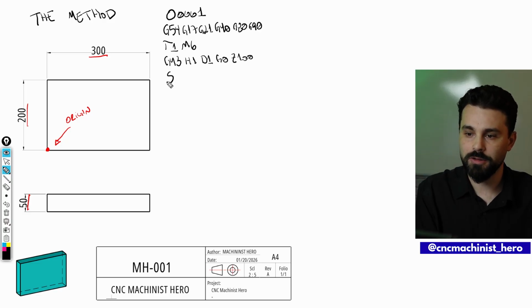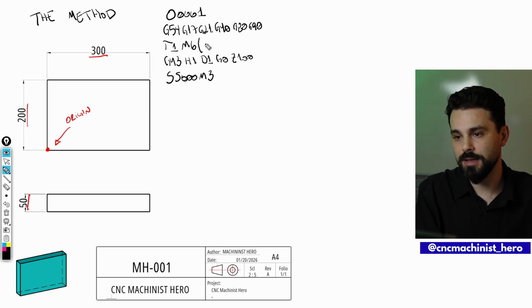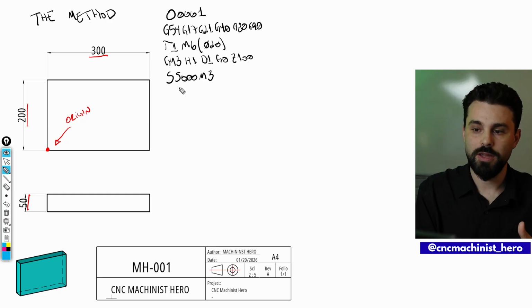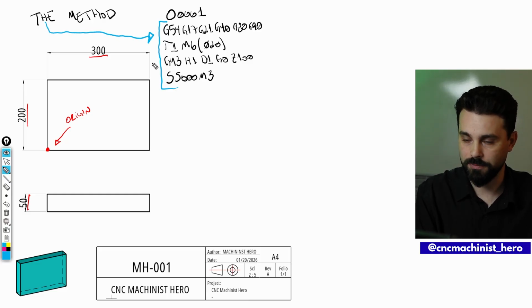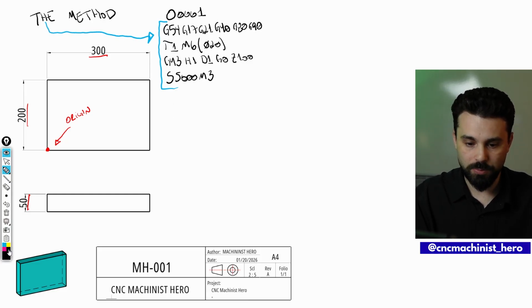The next line, I'm going to turn on my spindle. S5000 M3. Turning my spindle clockwise. My tool number 1 is going to be a diameter 20 end mill. 20 millimeters end mill. So here I have the first part of my 3-step structure for a CNC program. Here's the header. So I have the letter H. Let's continue my CNC program.